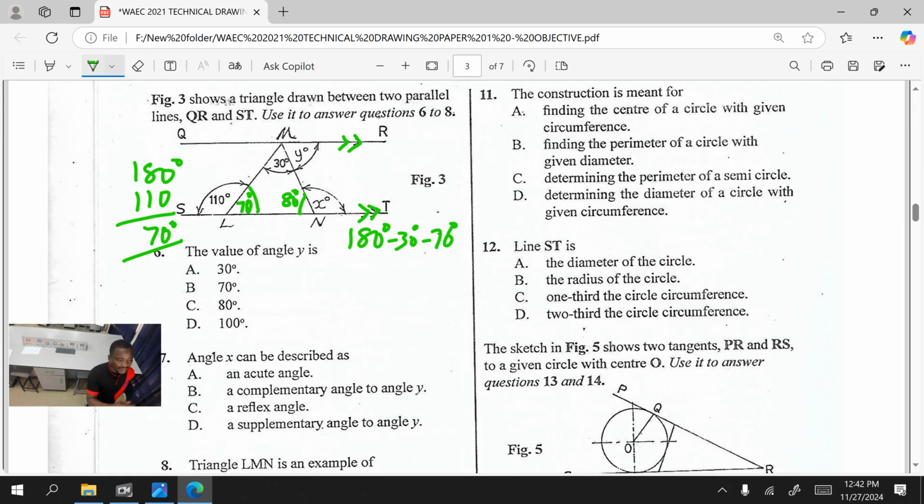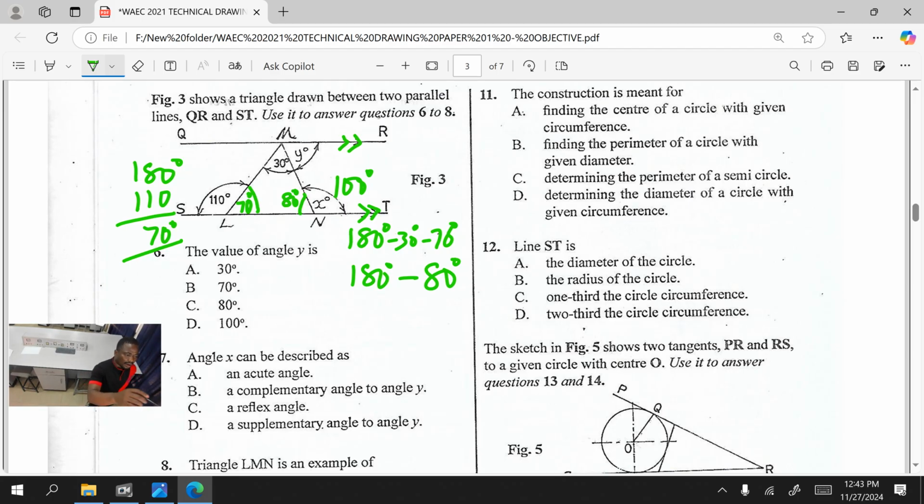80 degrees. Then I can look for X. Since 80 and X, they are on the same line, that is still angle on a straight line. That will be 180 degrees minus 80. Do you get it now? Sorry, not minus 100, minus 80. Angle on a straight line. So my mind automatically tells me that is what? 100. So I can find y.